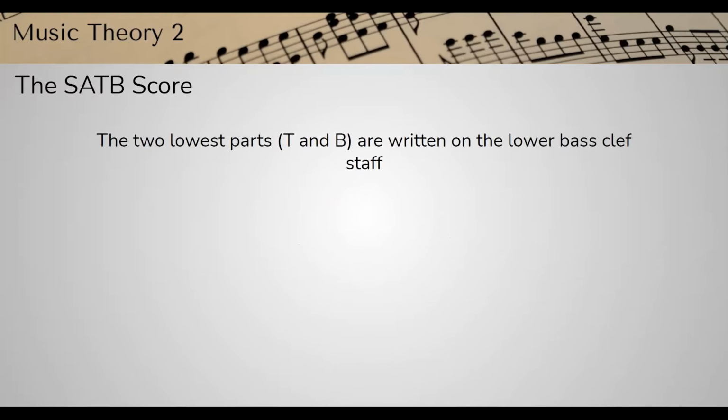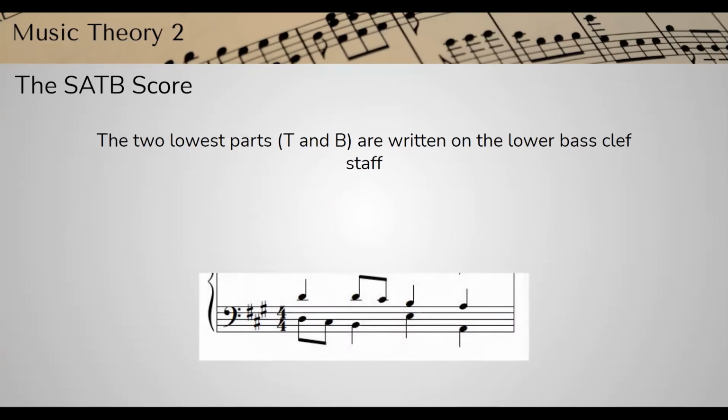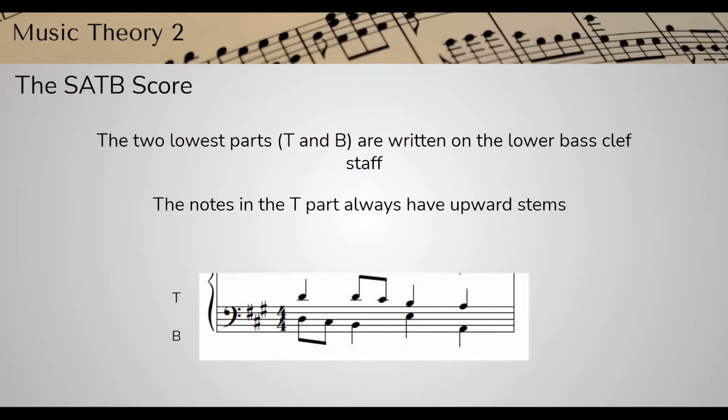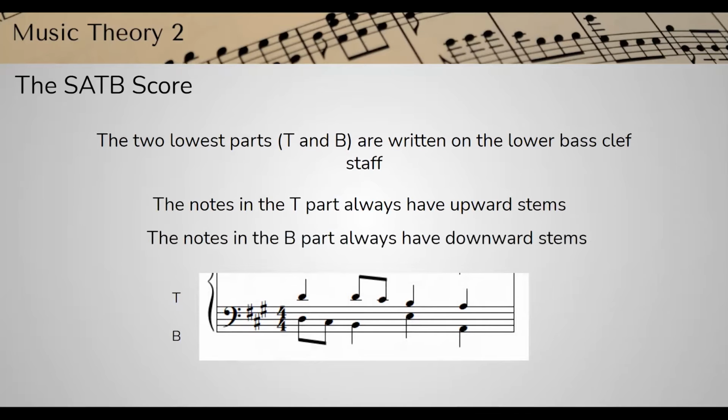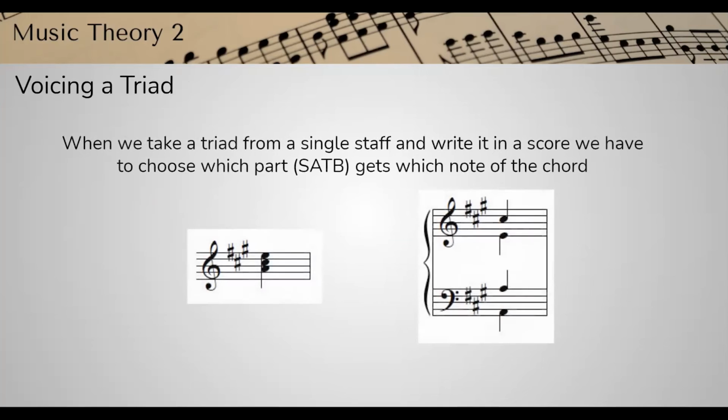And the tenor and bass, likewise, are written on the lower bass clef staff. And the tenor will always have upward stems, just like the soprano does, and the bass will have downward stems. Okay? So we have SA, soprano and alto, up top, and tenor and bass on the bottom, TB. Okay, so let's talk about what it means to voice a triad.